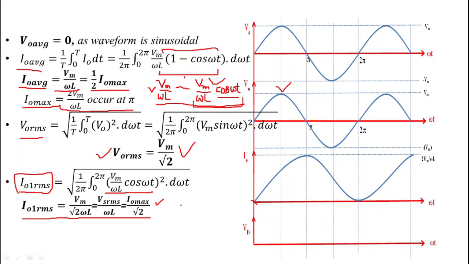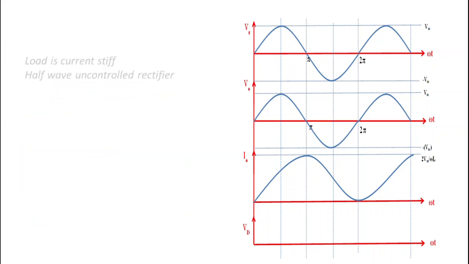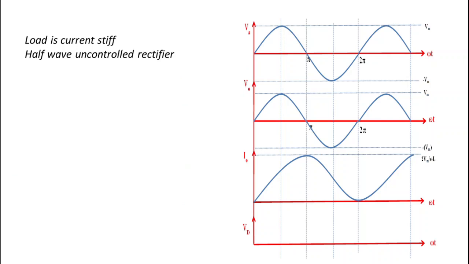Next, this load is current stiff. Why is it current stiff? Because here we can clearly see that the voltage and current waveforms are not similar. Here we get current only in the positive direction, while we get voltage in both positive and negative directions. That's why this load is current stiff. Again, this is a half wave uncontrolled rectifier.